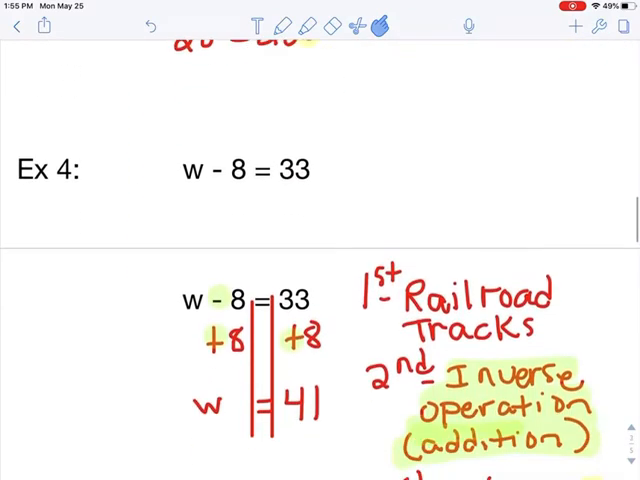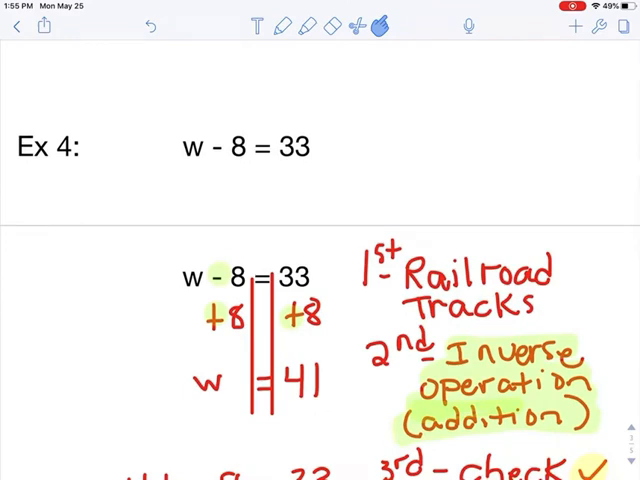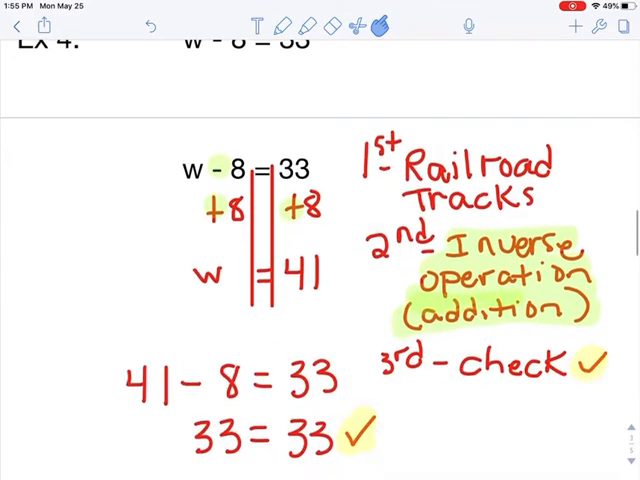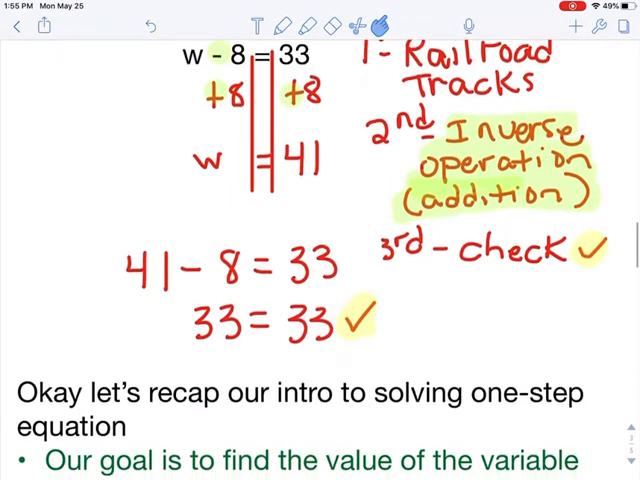My last one, W minus 8 equals 33. I have subtraction, so I use the inverse operation, which is addition. I add 8 to both sides, and then I come to the conclusion that W equals 41. But I'm not done. Then I go and I plug in 41 for W in the original equation, and then I have 41 minus 8 equals 33. 33 equals 33. Check. I'm through.